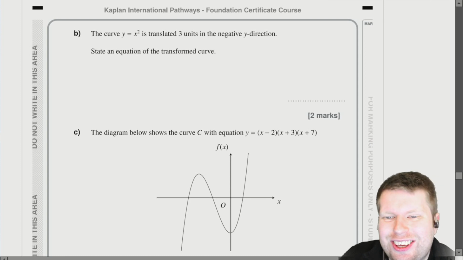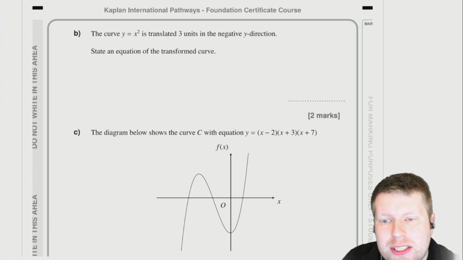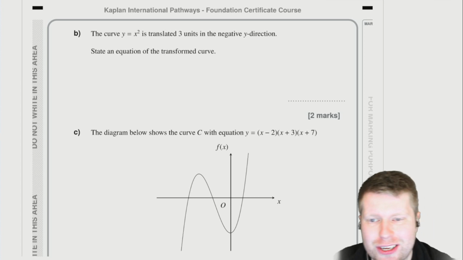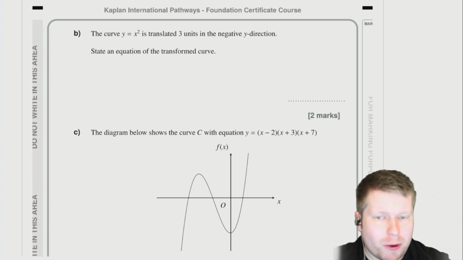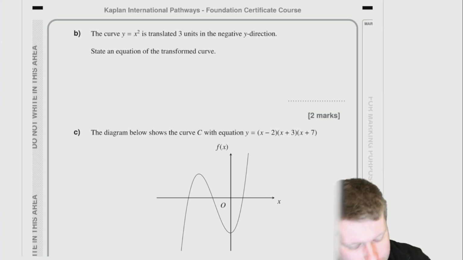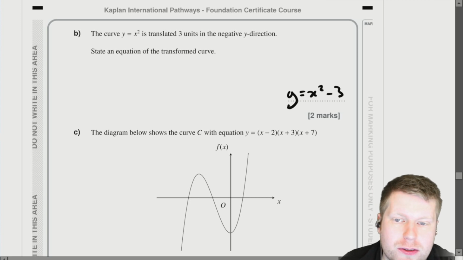The curve y equals x squared is translated down by 3 units, or 3 units in the negative y direction. State an equation for the transformed curve. Well, this is easy, right? You're just taking y equals x squared and moving it down by 3 units. So literally you just take away 3 from the equation. So y equals x squared minus 3 is the correct answer there, okay?